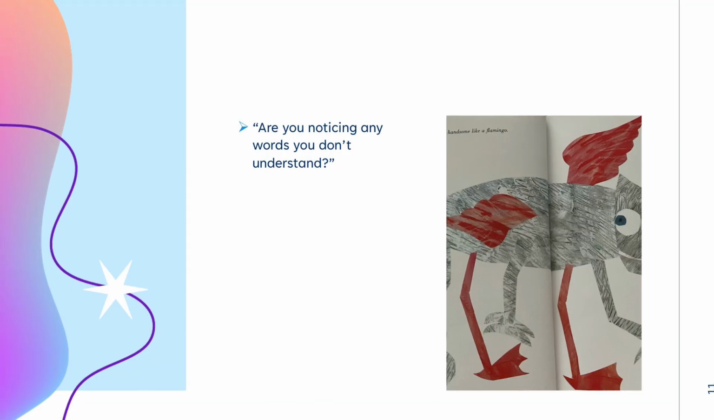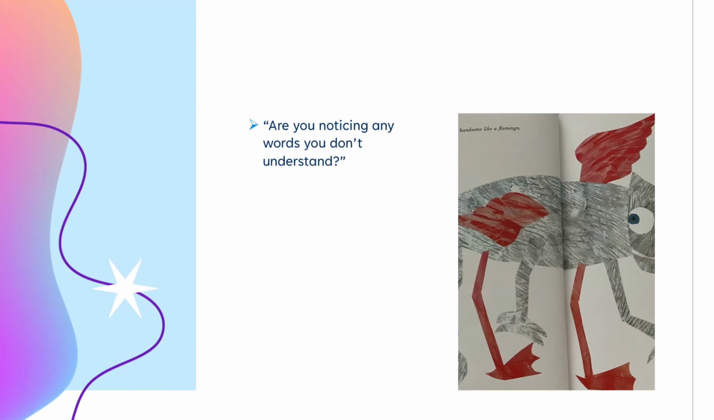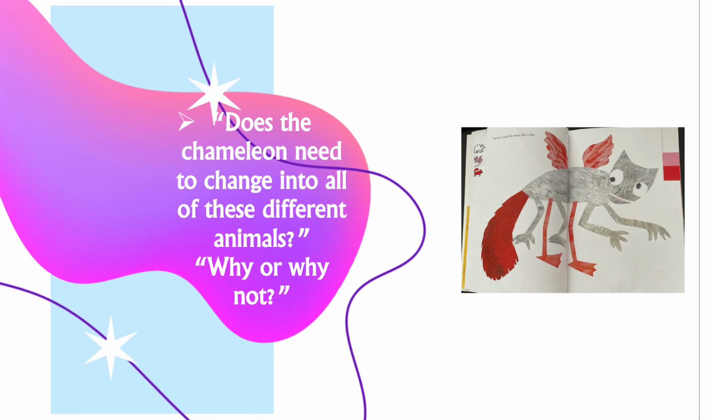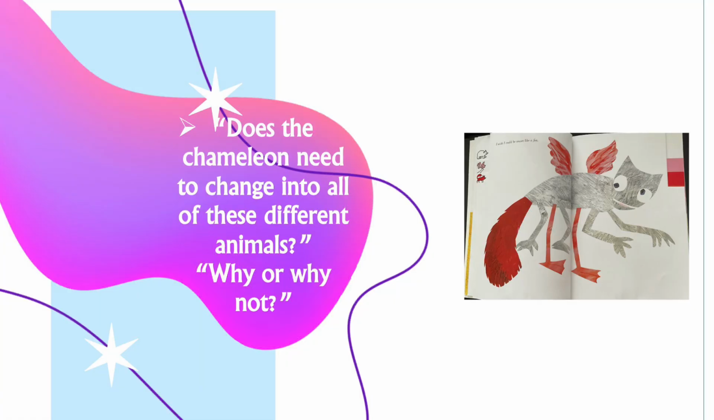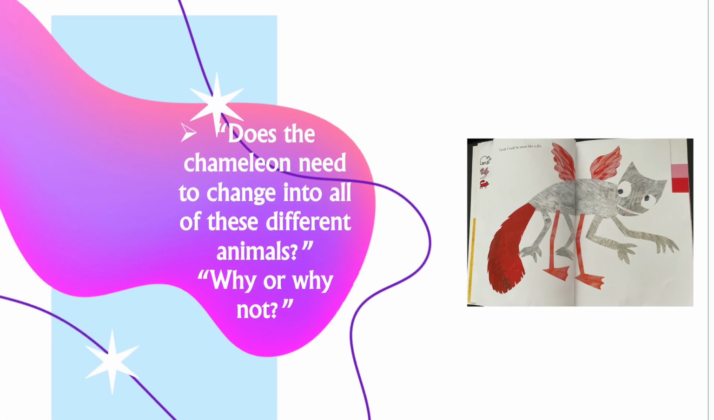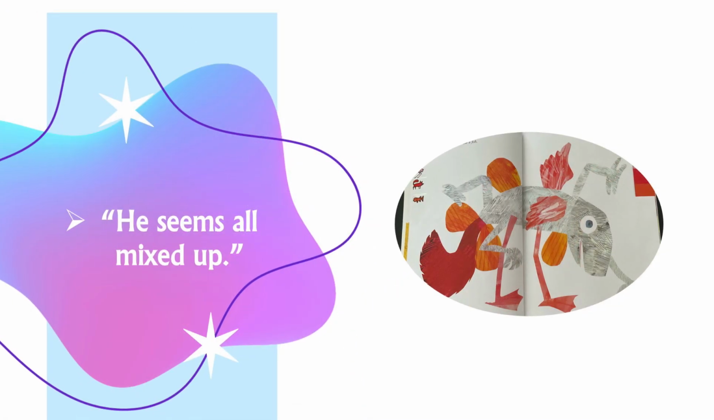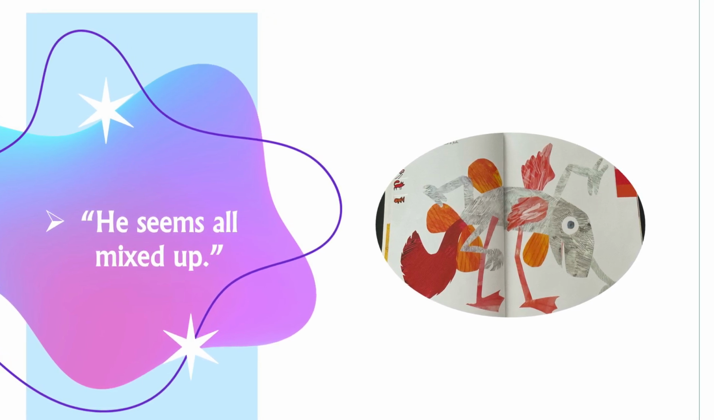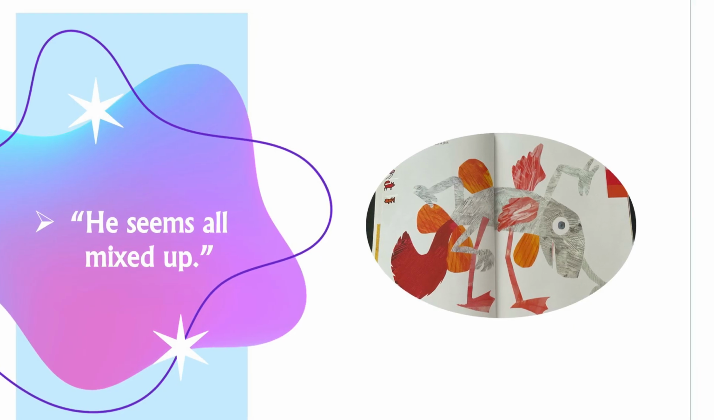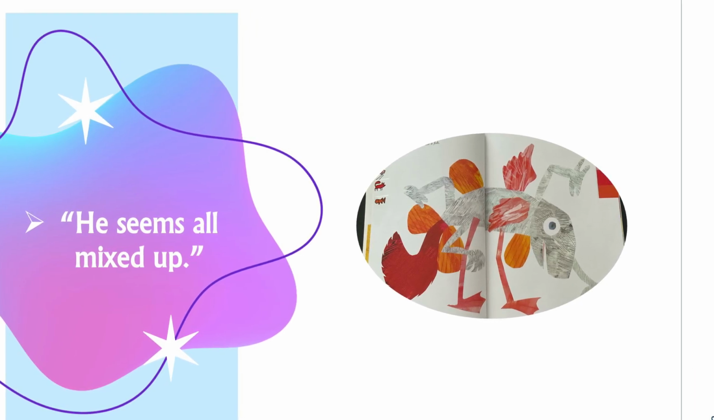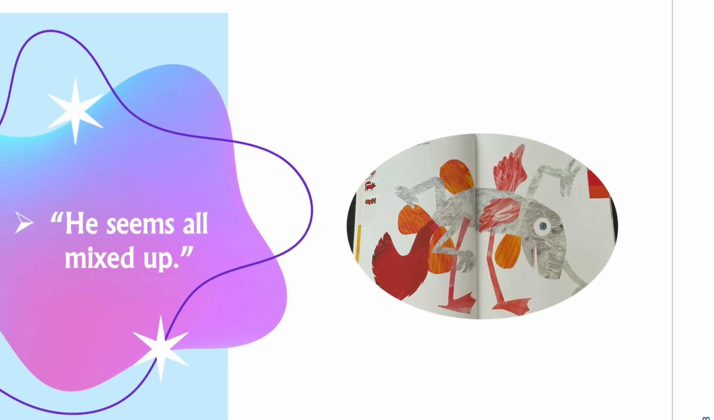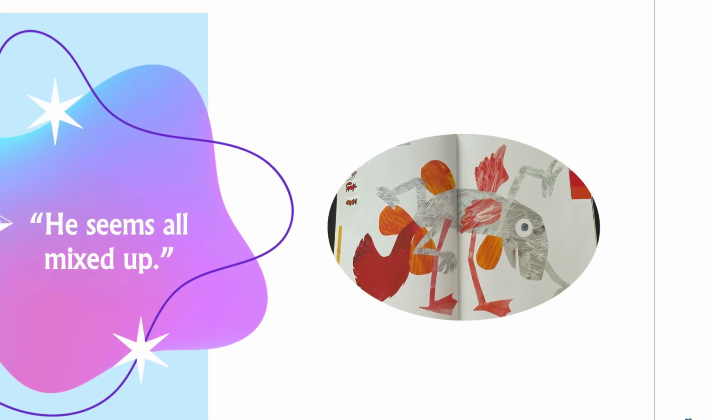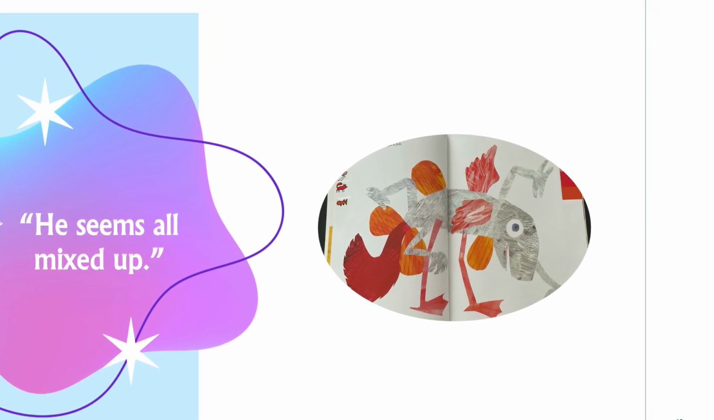I wish I could be handsome like a flamingo. I wish I could be smart like a fox. At this point, I think I would ask the students if they're noticing any words that they don't understand. I wish I could swim like a fish. Here, I would ask the students something along the lines, does the chameleon need to change into all of these animals? Why or why not? What are their thoughts? Just to encourage deeper thinking and discussion for later.